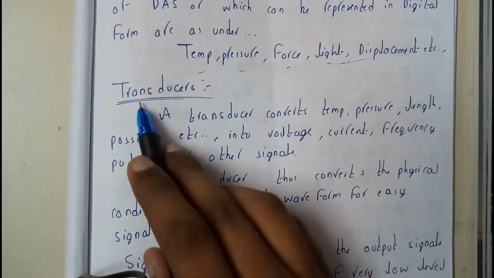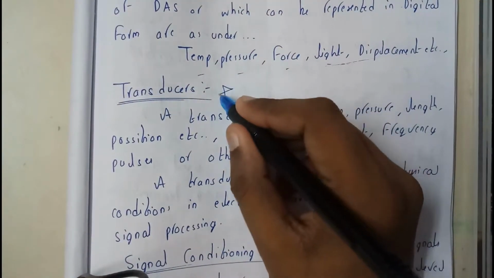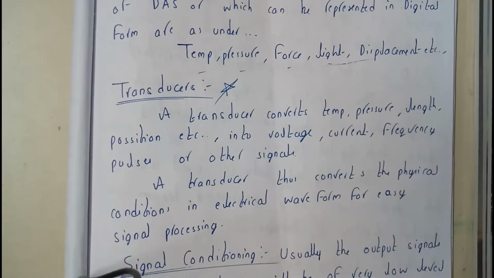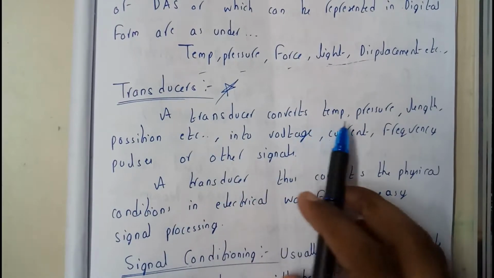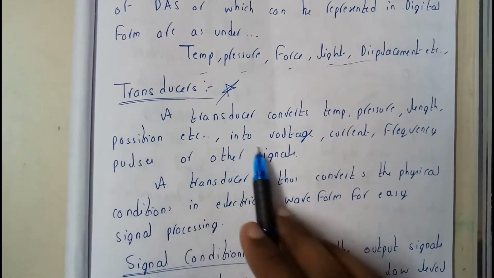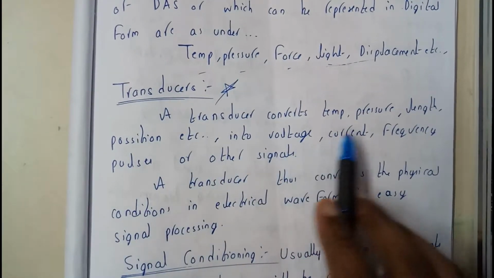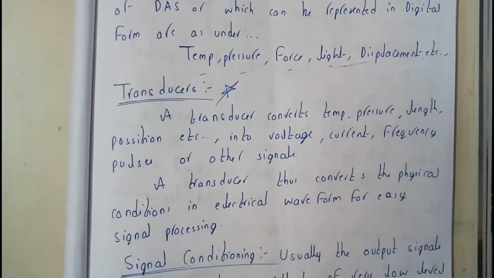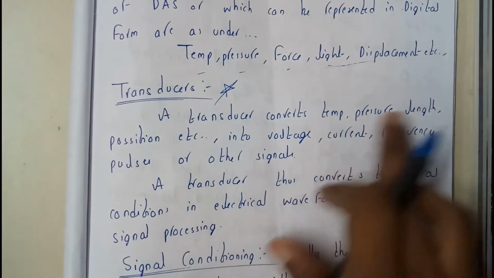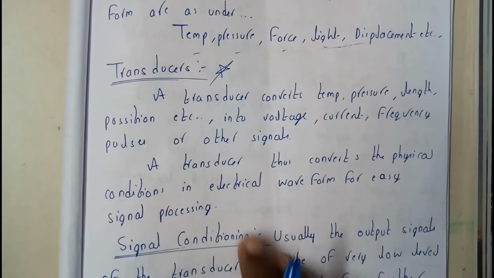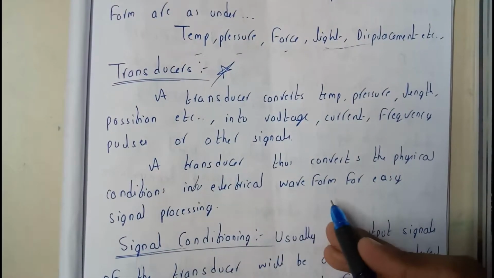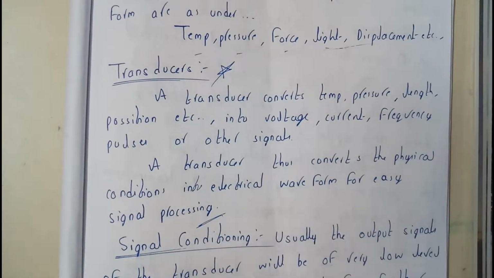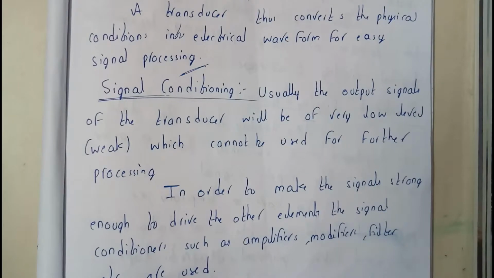Now let us go through transducers. Guys, this is an important topic in this chapter. That question may come for 2 marks mostly, I think, and there is a possibility of a question on types of transducers also. A transducer converts temperature, pressure, length, position, etc. in terms of velocity, current, frequency, pulse, or any other signal. So it converts any kind of value into a signal. A transducer thus converts the physical condition into an electrical waveform for easy signal processing. I hope everyone got a small idea on this.